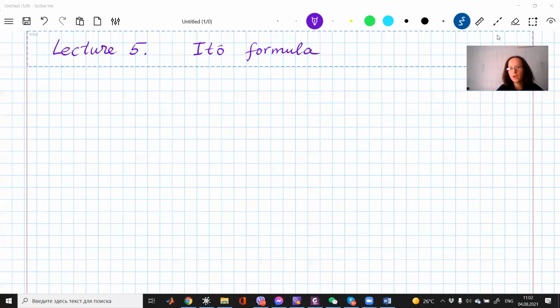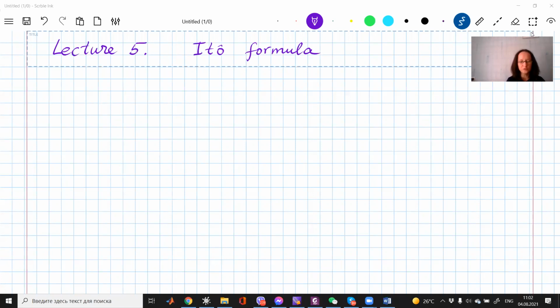Okay, so we continue with considering the integral, and we will see today a formula, and we will prove it. But first, let us start from simple properties of the integral. And you will see that they are familiar to you.